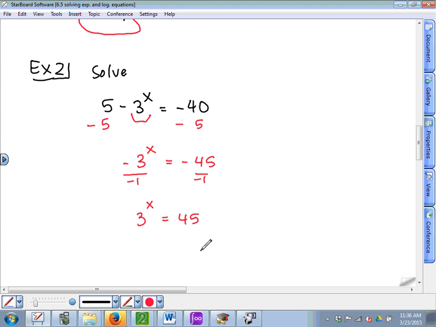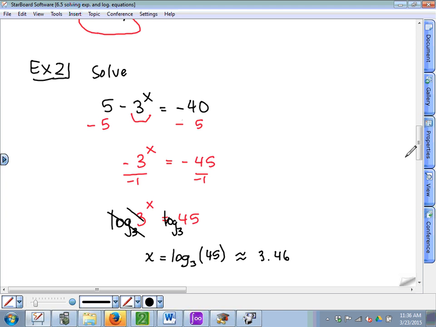Now we just proceed as if it were a normal exponential problem. How do we cancel base 3? Log base 3 on both sides. And since there's nothing up there with x, that's kind of nice. All you have left is x equals log base 3 of 45, which you can approximate on your calculator. Let's do 2 decimal places. 3.46. Okay.